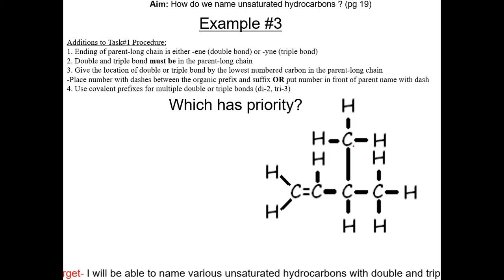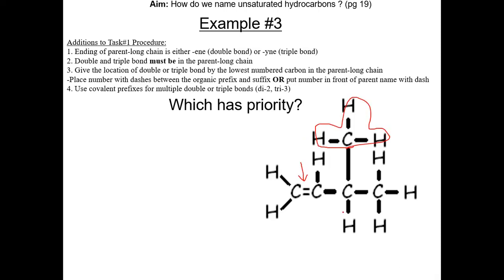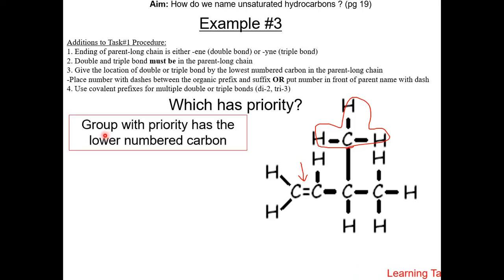Here's the molecule from the first slide. It has two groups, the methyl group and the double bond. So when it comes to numbering carbon, do we want the methyl group to have the smallest number or the double bond to have the smallest number? Which group has priority? The group with priority has the lower number carbon. It turns out the double bond has a higher priority than the methyl group. Therefore, the double bond will have the lower number carbon. So we will number the parent chain from left to right.